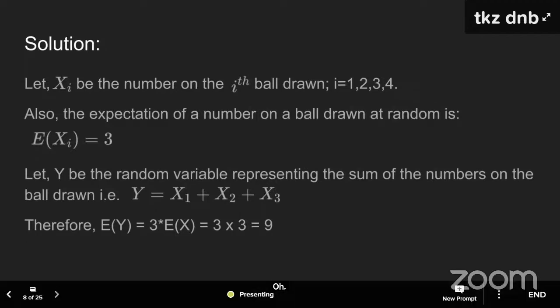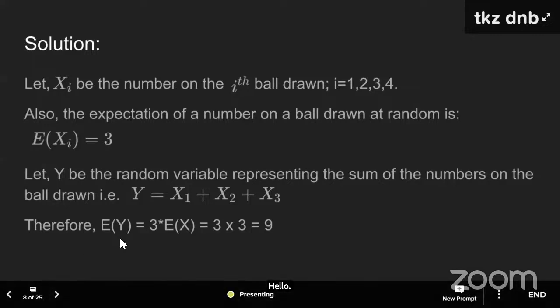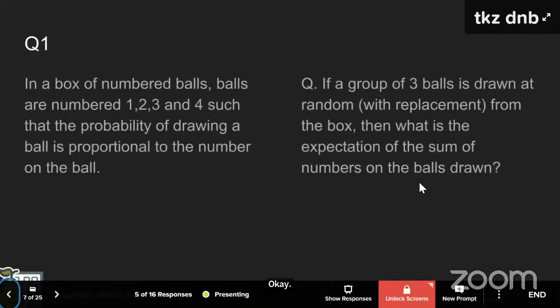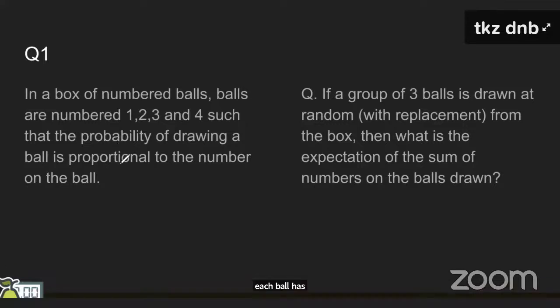Hello. Actually, ma'am, I am unable to understand this question. What does it say? Okay. It says there are 4 balls in the box, and each ball is numbered, let's say 1, 2, 3, and 4. Every ball is numbered 1, 2, 3, and 4.